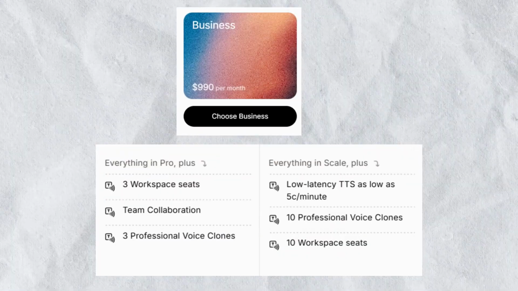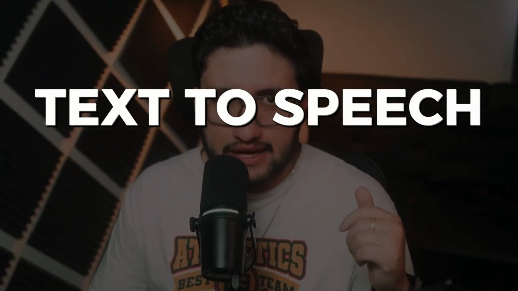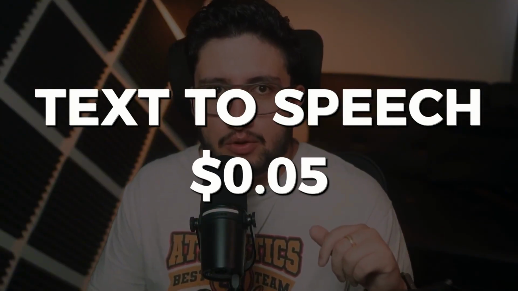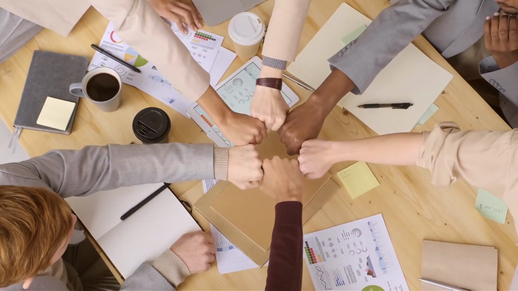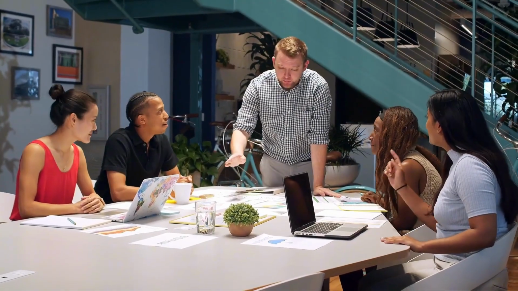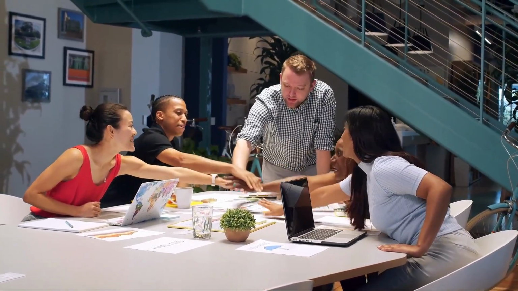And then there's the business plan, which costs $990 a month, and now we're talking about the big leagues. You get 6 million credits per month, 10 workstations, 10 professional voice clonings, and something really interesting, low latency text-to-speech starting at 5 cents per minute. Ideal if you're building real-time applications or products. This plan isn't for YouTubers anymore, I'm telling you straight up. This plan is for companies, for large agencies, for people integrating AI voice into commercial products.